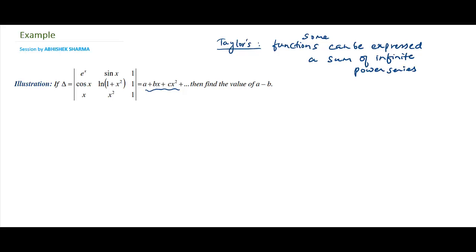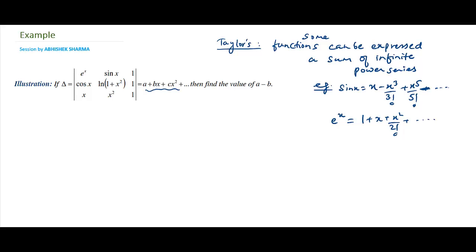series. For example, the power series of sin x looks like x minus x cubed by 3 factorial plus x to the power 5 by 5 factorial minus, and so on up to infinite terms. This is an example of sin x. Similarly, e to the power x has a power series of this type: 1 plus x plus x square by 2 factorial plus so on up to infinitely many terms. Now this notion we generally study more in calculus, but this is the basic idea involved in the question.